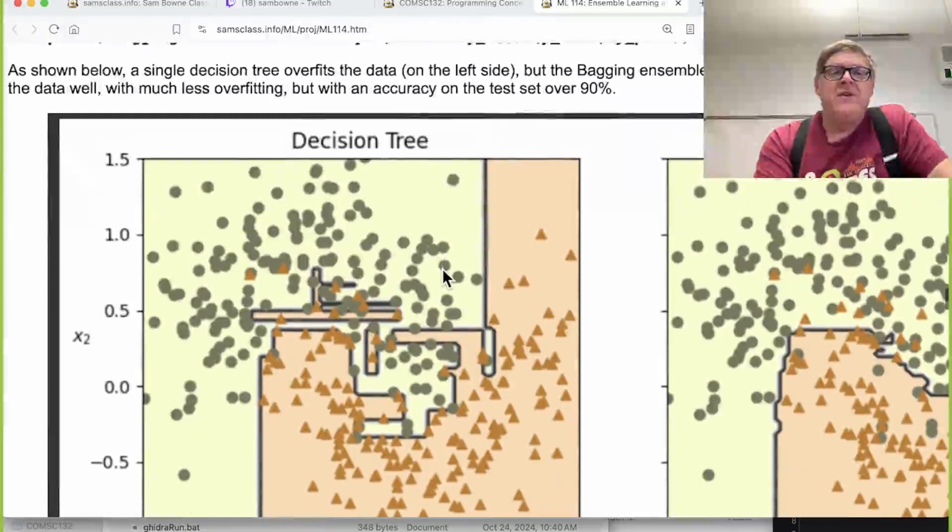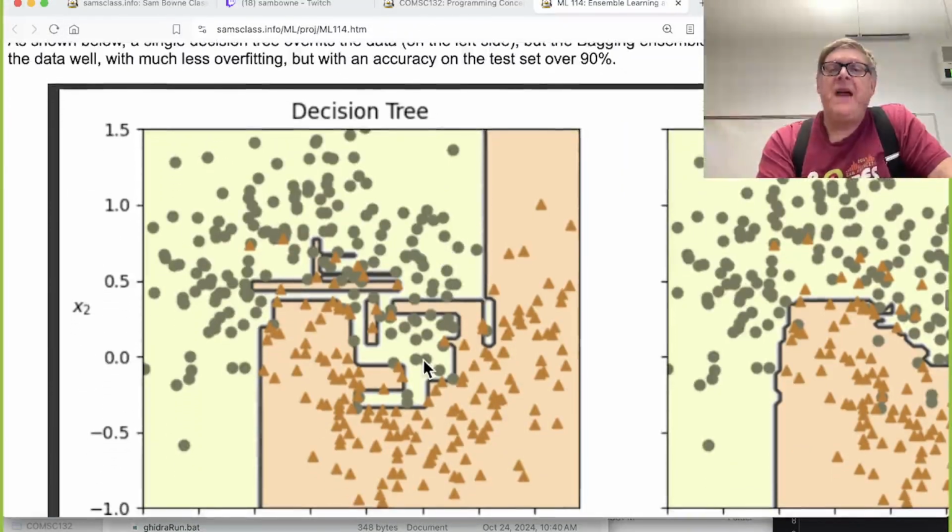And so the result is a single decision tree that really badly overfits the data here. This is overfitting. You can see you're putting some region of orange up here where it doesn't belong, some region of green here where it doesn't belong. This is not following the real trend of the data. This is fitting the random variation of the data.